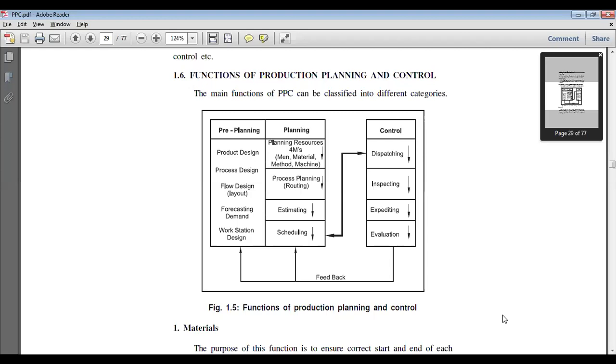And evaluation is also related with the whole analysis of the quality. So this is for future results. This is for the current as well as future implementation. We have produced a lot of 1000 parts, acceptable or not acceptable, that depends upon the quality inspection.